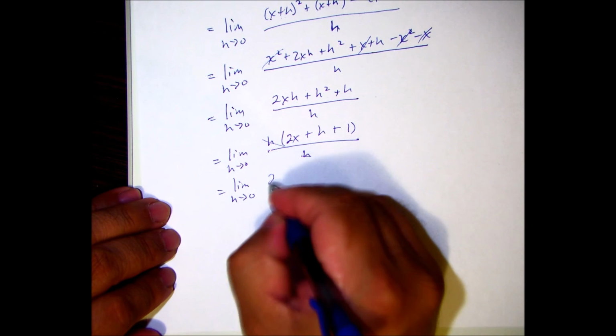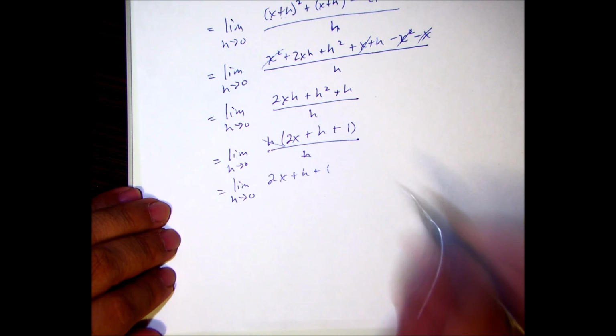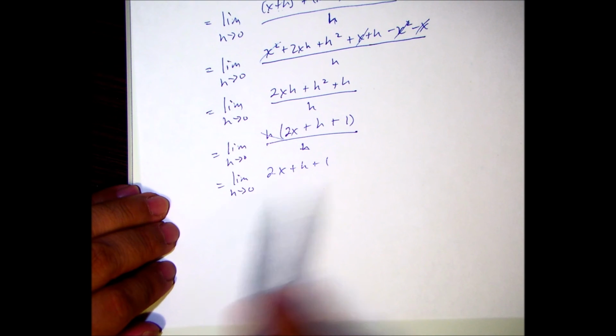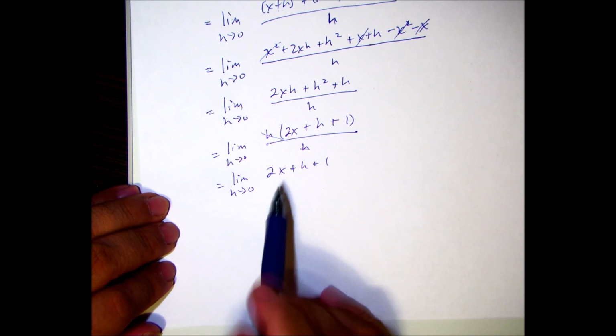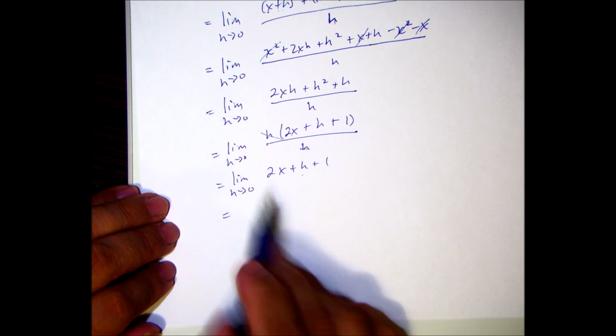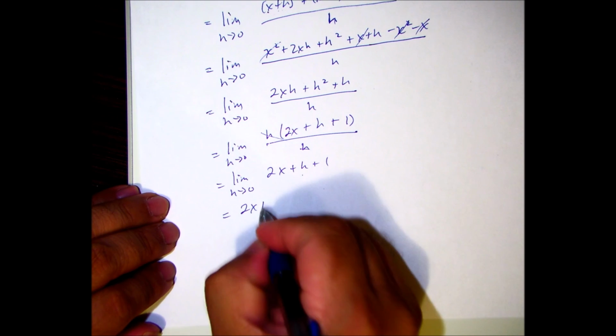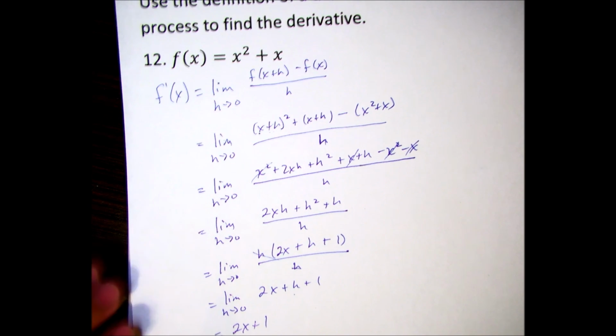Now we got 2x plus h plus 1. Now I'm at this stage where I can plug in h equals 0, and I don't get an indeterminate form. I get 2x plus 1. And that's the derivative of x squared plus x using the derivative process.